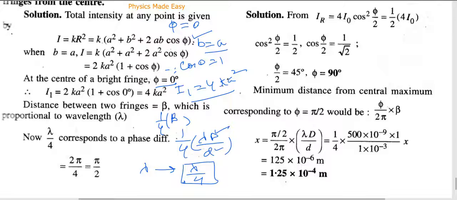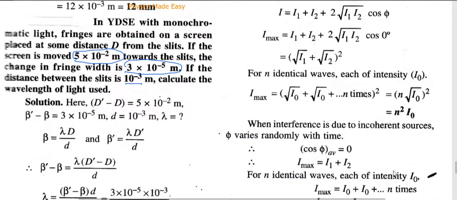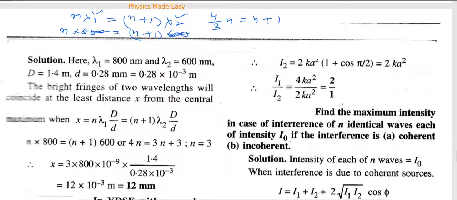Whenever for path difference you have to calculate phase difference, just replace lambda by 2 pi. And I'll replace it now, and it will come out to be pi by 2. So this is phi. Pi by 2 is phi. So I will put phi is equal to pi by 2. If I put phi is equal to pi by 2, now we are quite familiar with this formula.